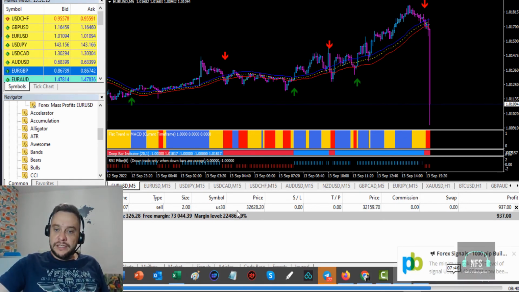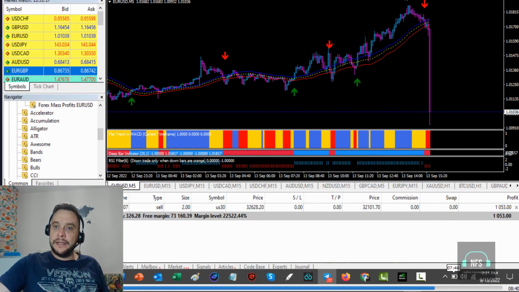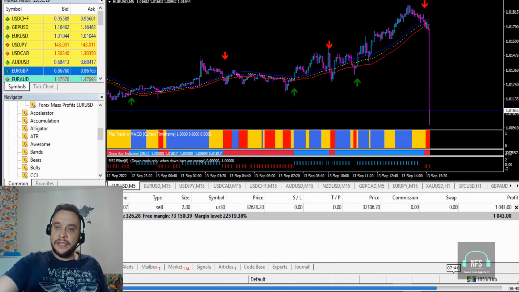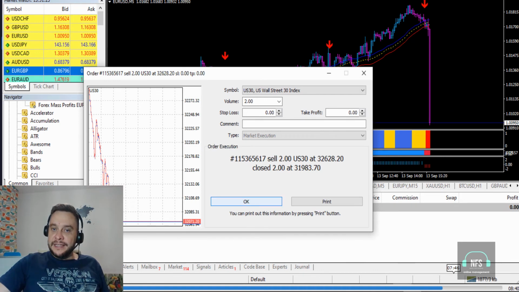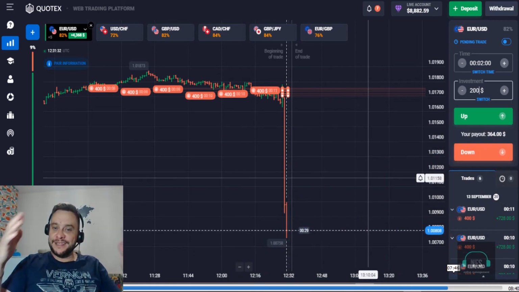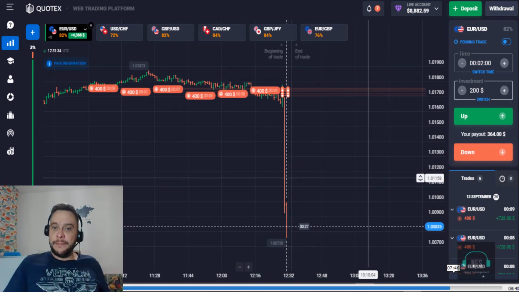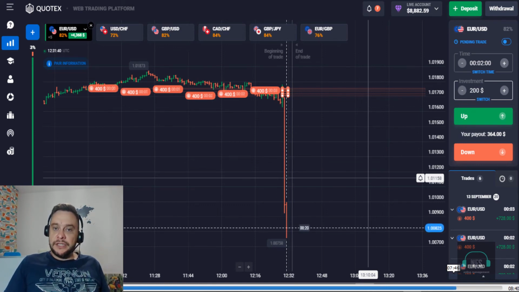As you can see, US 30, we have $1000 here going up, and I will close this trade with a big profit of $1000. Now I'm closing the US 30 down trade with a big profit. I hope you were able to profit from this signal that I put in my Telegram group. And that's pretty much it with this trade.